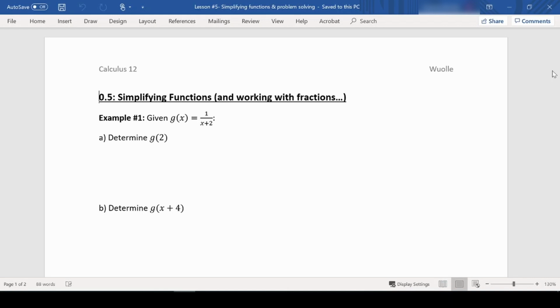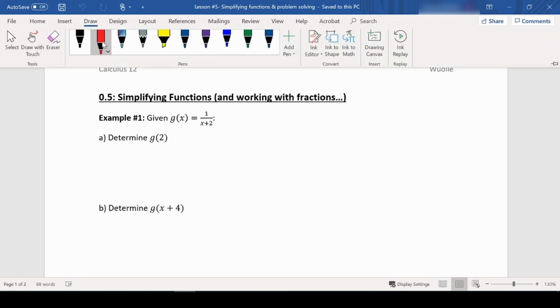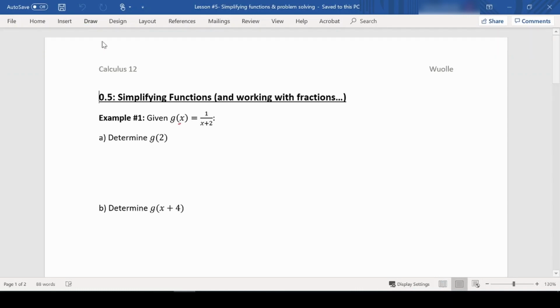So our first example is if we have this g of x, this function in terms of x, of 1 over x plus 2, if I ask you to find g of 2, what that is really asking, and this might seem overly simple at this point, is that I'm going to replace the x with a 2, which means this x in the function needs to be replaced with a 2. This means I'm going to have 1 over 2 plus 2, which gives me 1 over 4.